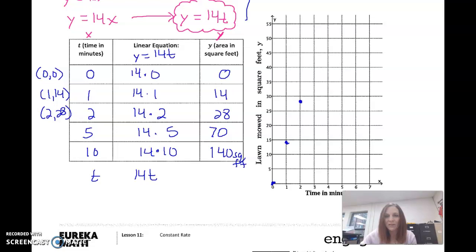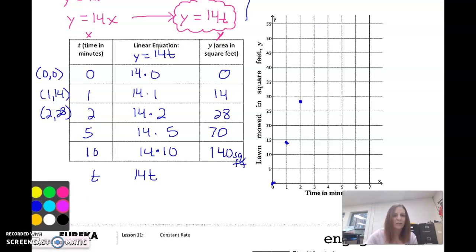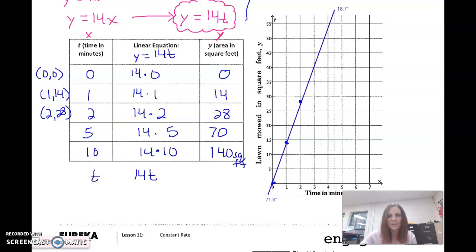5, if I jump to 5. 70, that's off the graph. But I would expect it to be kind of up here, right? So it should still line up as a line. And that's why we have the line. Because then the line's going to represent all of those that we didn't pick, but someone else might have.